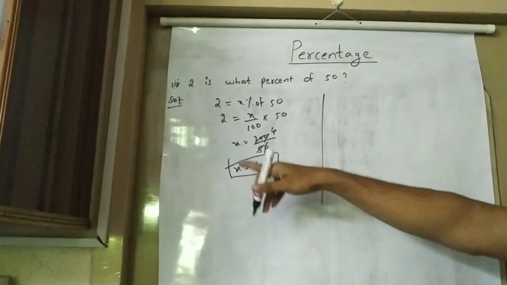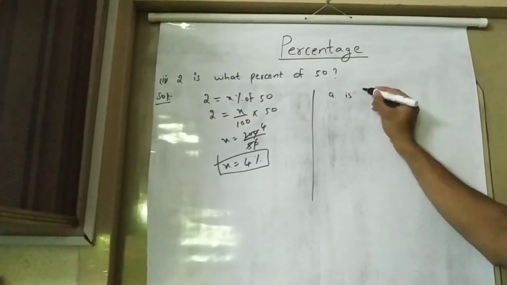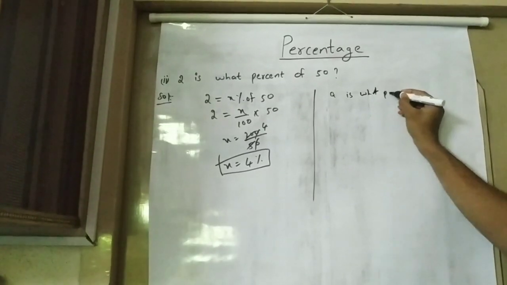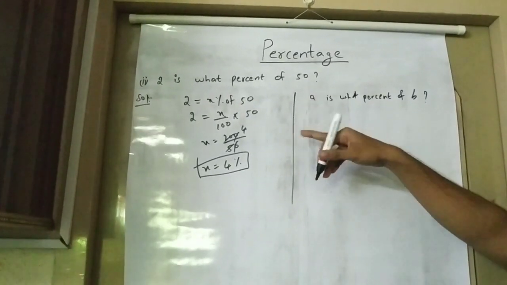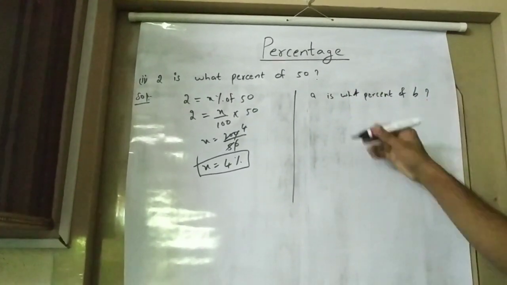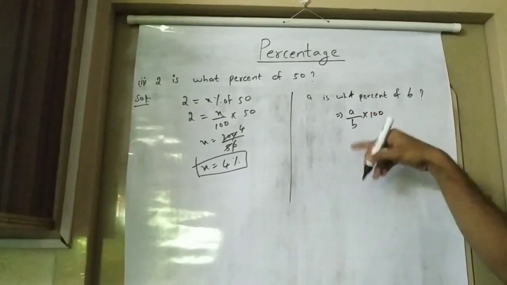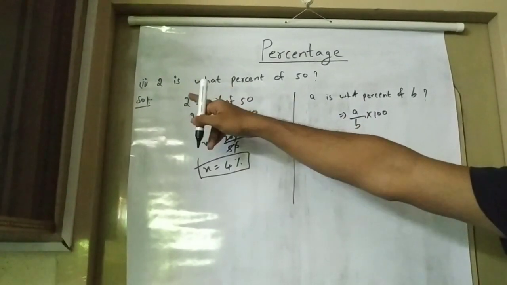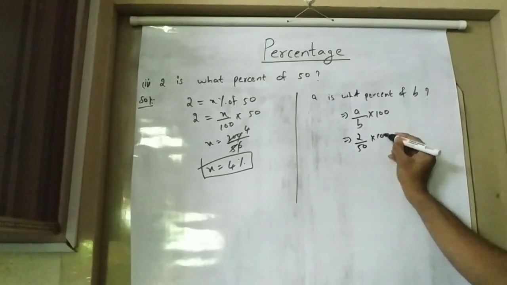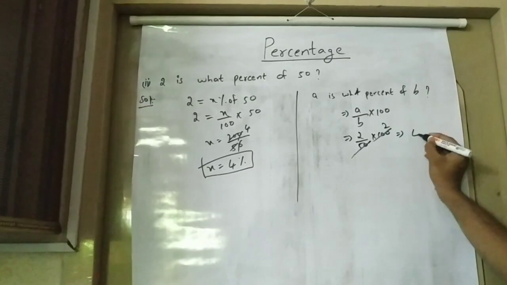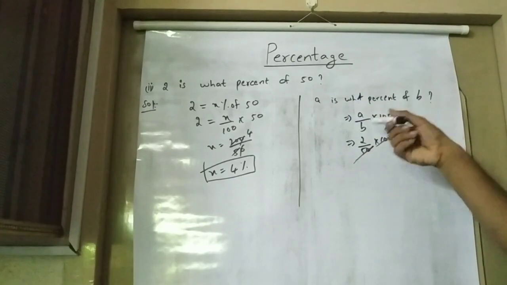Or else, if you don't want to do it this way, you can use a formula. If in the question they have given A is what percent of B, then we can directly do it by this formula, that is A by B into 100. So in this question they have given 2 is what percent of 50, so that is equal to 2 by 50 into 100, that is equal to 4. So either you can do this by method or you can use the formula, that is A by B into 100.